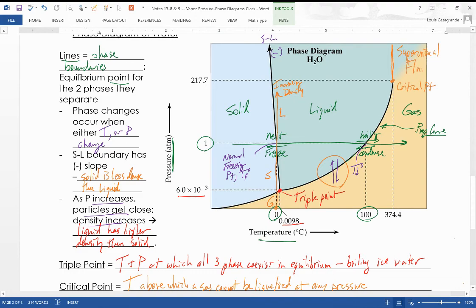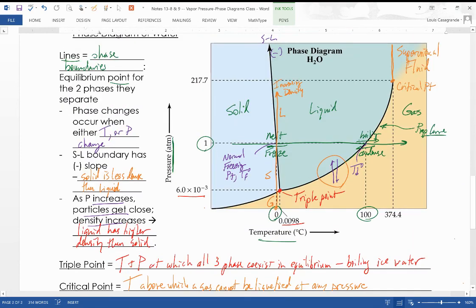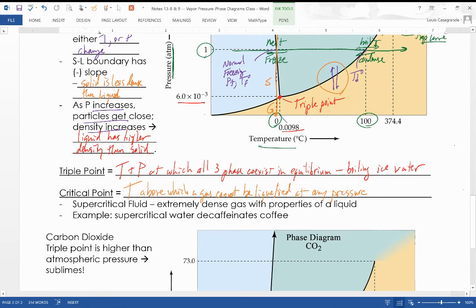And the supercritical fluid is a very special fluid. It's like a very, very dense gas, or a somewhat less dense liquid. So a supercritical fluid is an extremely dense gas, but it has the properties of a liquid. And one of those properties is that it can dissolve things in it. One example of a supercritical fluid is supercritical water, which is basically safe to use. It has no poisons or anything in it.